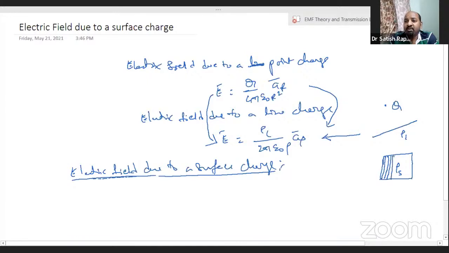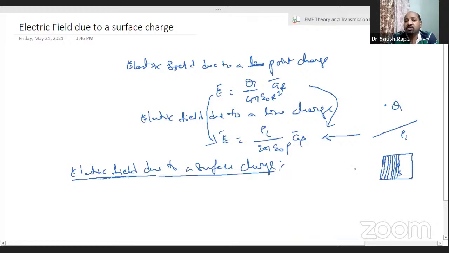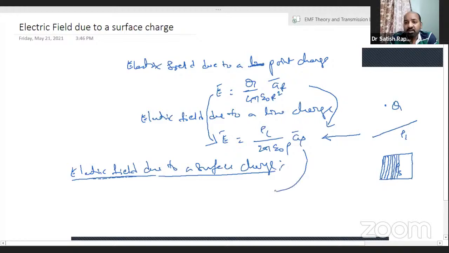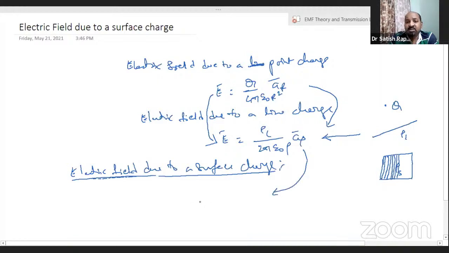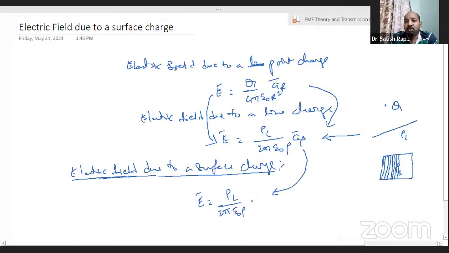Joining many number of lines together, a surface is formed. Therefore, we use electric field due to line charge in order to derive electric field due to surface charge. So E bar is equal to rho L by 2 pi epsilon naught rho aero bar. We use this expression and we will derive electric field due to surface charge.